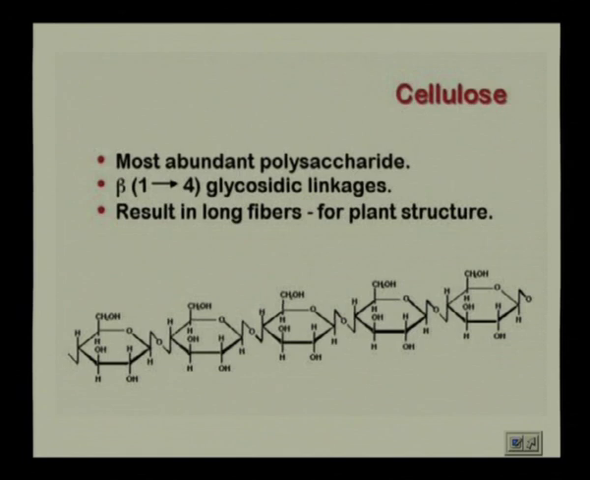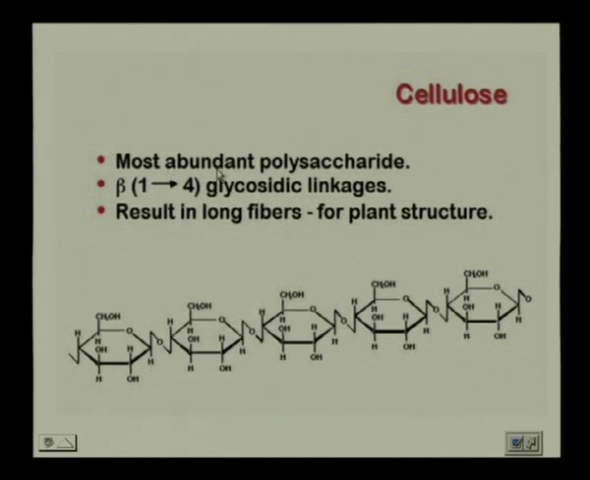Again, we have cellulose. Cellulose does not have to be branched. In fact, it should not be branched, it should be long fibrous for the plant structure. So, this is basically the most abundant polysaccharide and this is a beta 1,4, right.